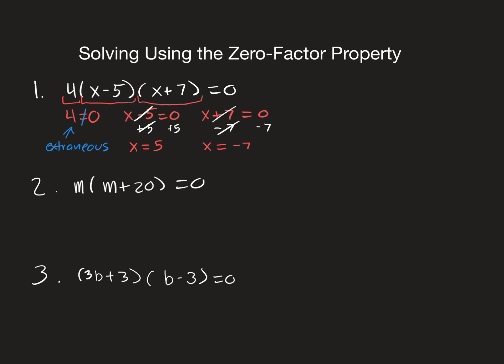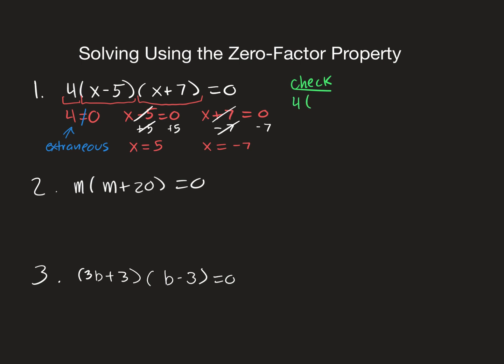So now we need to check both answers to make sure they're valid. This is a little bit different than normal. Normally we just check one thing and we're done. But now that we have some extraneous answers, we need to make sure that our solutions are actual solutions. So I'm going to start by substituting x equals 5 into our equation.